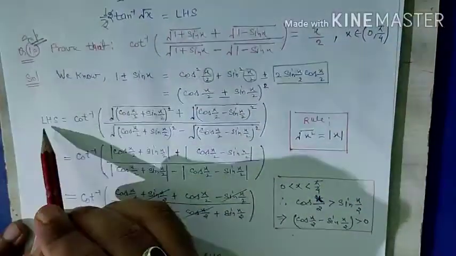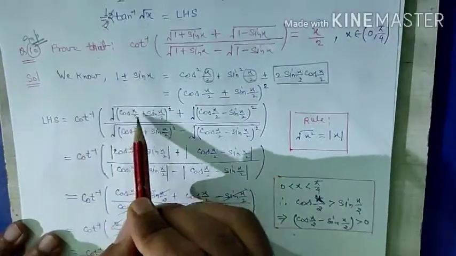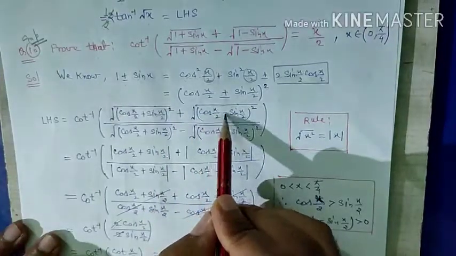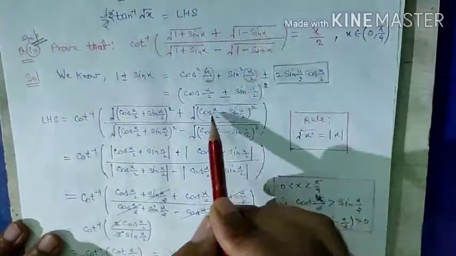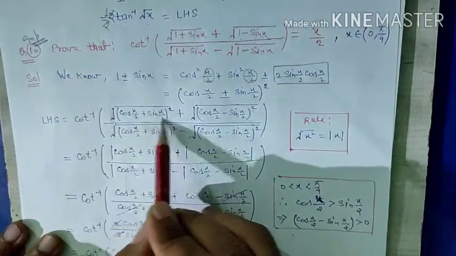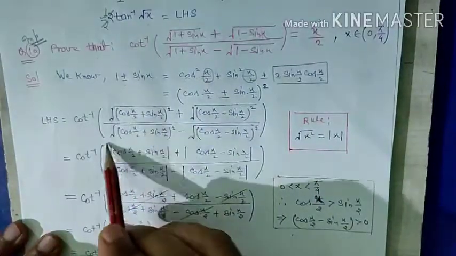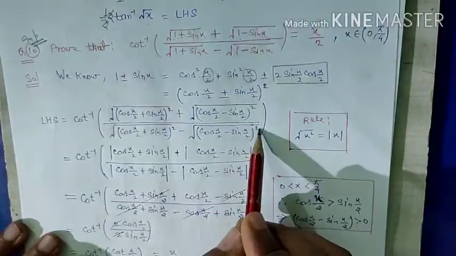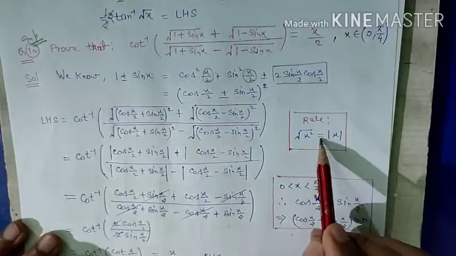Now LHS: cot inverse of root of (cos x/2 plus sin x/2) whole square plus root of (cos x/2 minus sin x/2) whole square, because it is 1 minus sin x, that's why this one, 1 plus sin x, that's why it is plus 1 here, plus 1 apart here. Now there is one more rule, root x square is mod x.